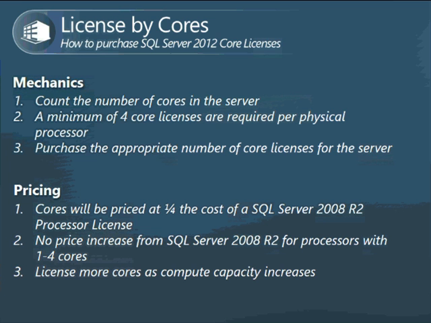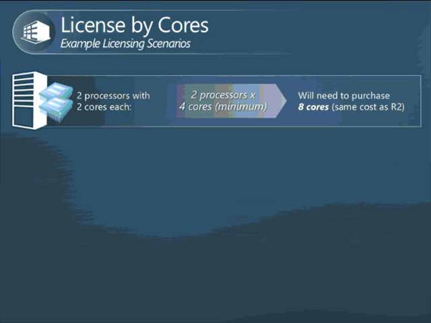If you are running more cores per processor, then you would see a corresponding increase depending on how many processors you're throwing at that environment. So just a real quick graphic representation of that. If I have 2 cores and they each have 2 processors, I have 2 processors and I have to purchase 4 cores minimum per processor. So in this particular case, I would need 8 cores, which would be the same cost as the SQL Server 2008 R2, since they're 1/4 of the price.